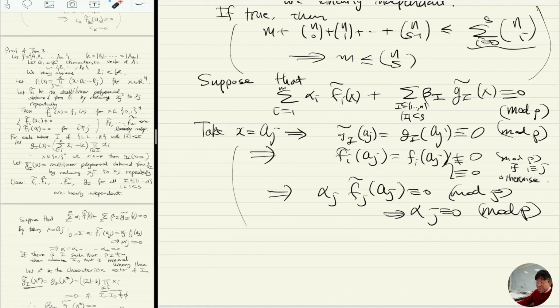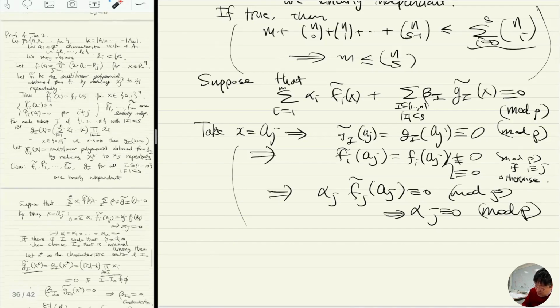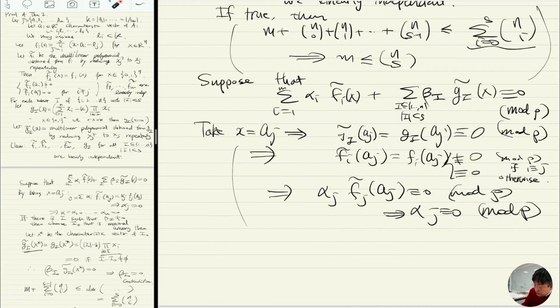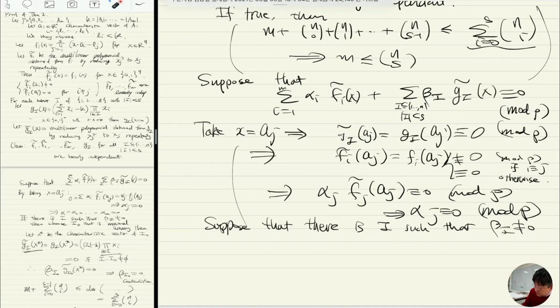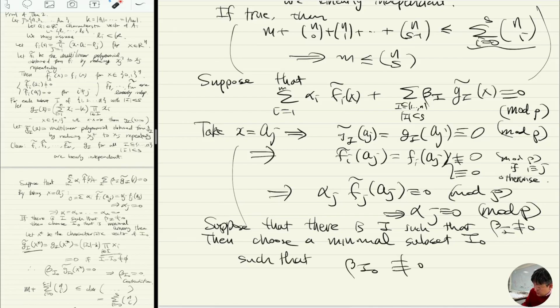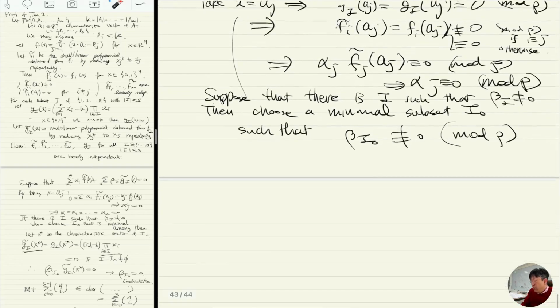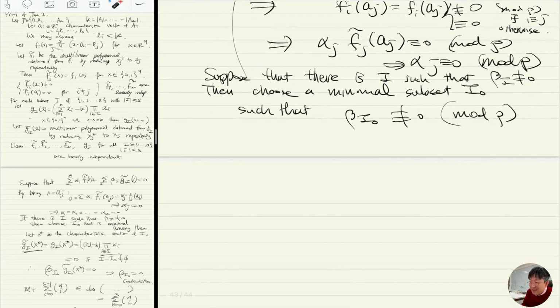Now what's left is the beta. So for beta, suppose that there is I such that beta_I is non-zero, then choose a minimal subset I0 such that beta_I0 is non-zero. So among all sets I, choose the one that is minimal and yet the beta is non-zero.